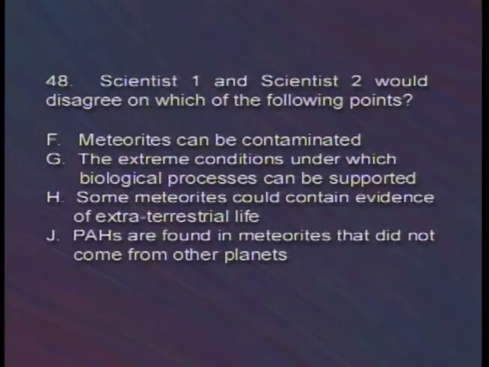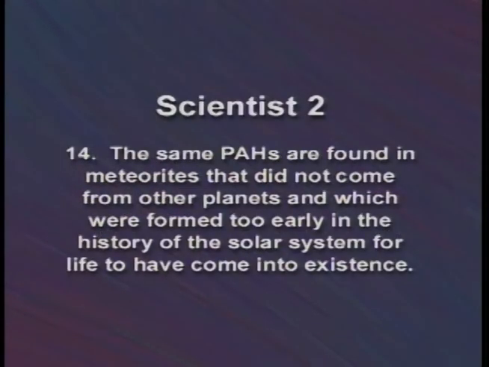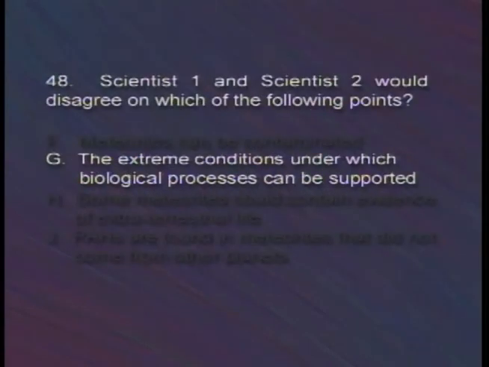We don't know if Scientist 2 would disagree with option H. Scientist 2 is arguing that this particular meteorite doesn't have signs of extraterrestrial life. We don't know if the scientist believes that no meteorites can contain signs of such life. Scientist 2 actually agrees with option J. The same PAHs are found in meteorites that did not come from other planets. Thus, the correct answer is G.